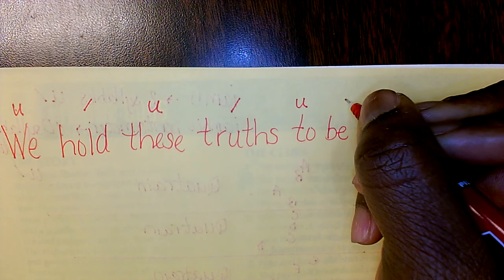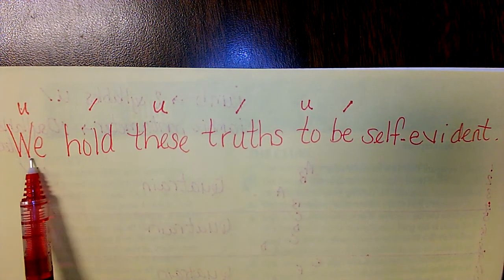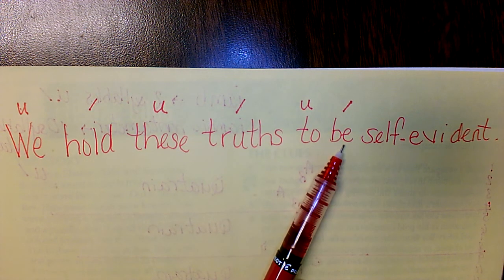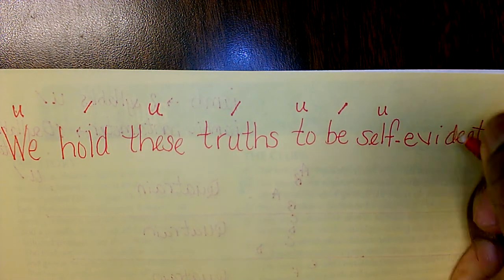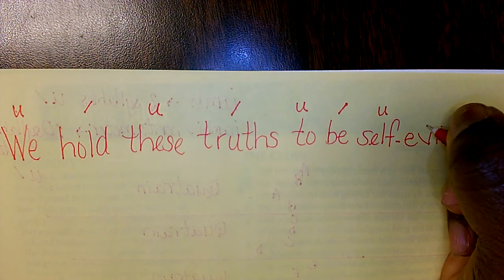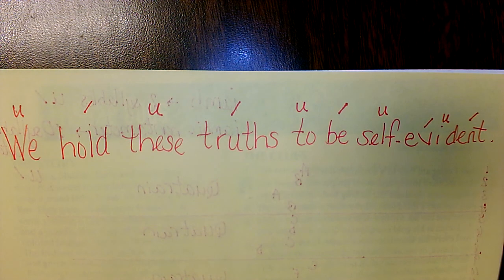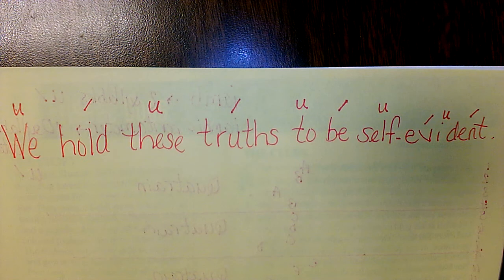stressed. Now, here's what's so interesting. We is unstressed. Be is stressed. So it's not that it ends in a vowel. That's not what makes it stressed or unstressed. Okay, just wanted to point that out. Self, unstressed. Ev, stressed. Unstressed. Dent, stressed. The camera is lagging once again. Okay, we hold these truths to be self-evident. 10 syllables, unstressed, stressed. So let's take a look at Sonnet 18.